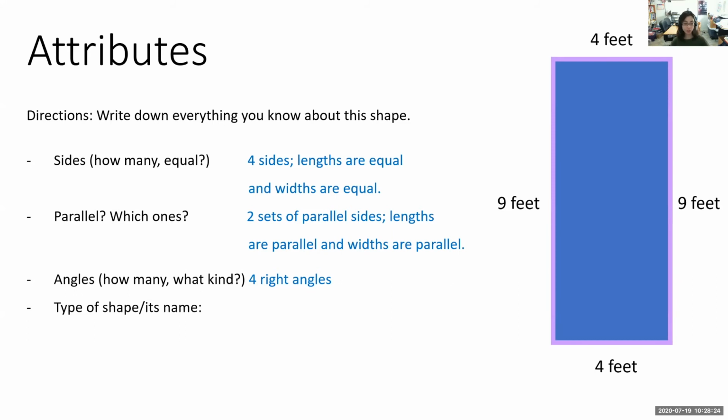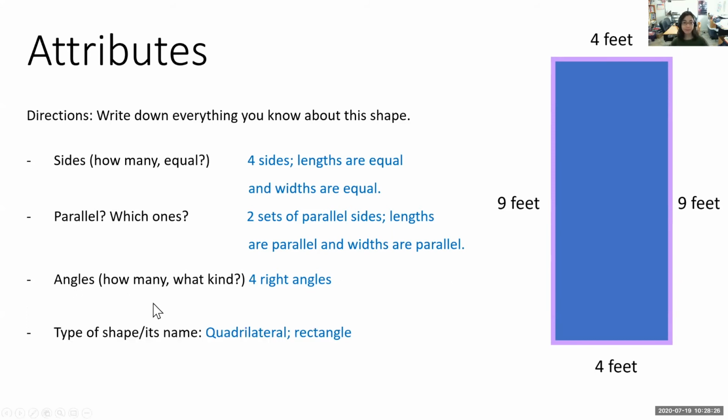Okay, so now it's time to check our work. So it has a couple of different names. The most common one is a rectangle. This is an example of a rectangle. It's also a quadrilateral. Again, quadrilateral meaning 4 sides. And this has 1, 2, 3, 4 sides. So this is a quadrilateral as well.